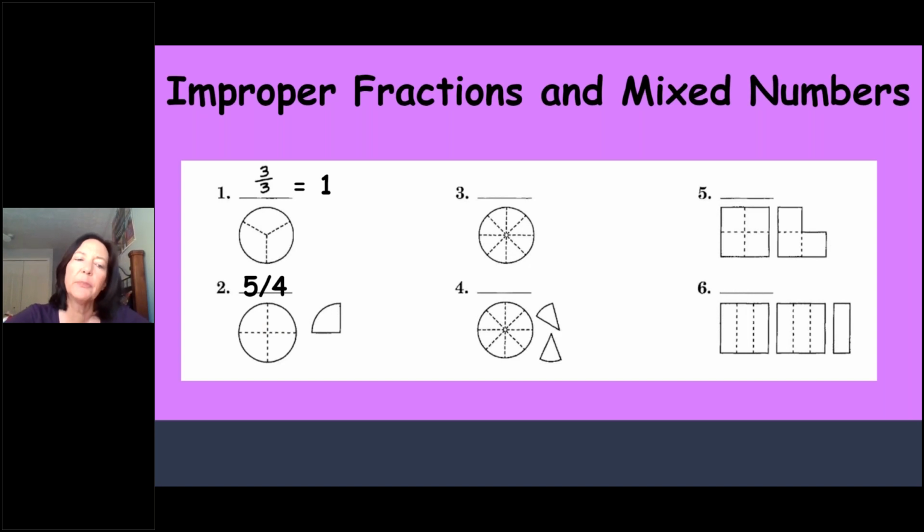What would the mixed number be for 5/4? 1 and 1 over 4. That's it. 1 1/4. Perfect. Number 3 is just showing us again, we have all 8 pieces. So it could be written as 8 over 8, but it's the same thing as one whole. But number 4, see if you can do that one. That's also divided in 8 pieces. So what is the improper fraction?